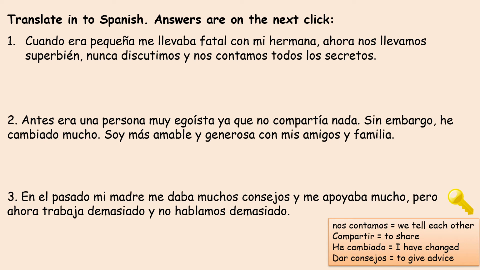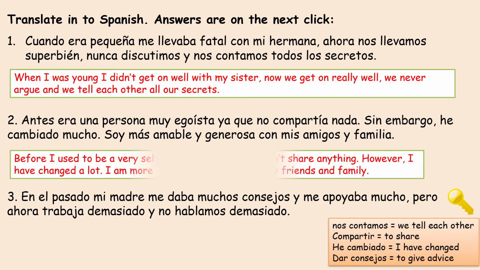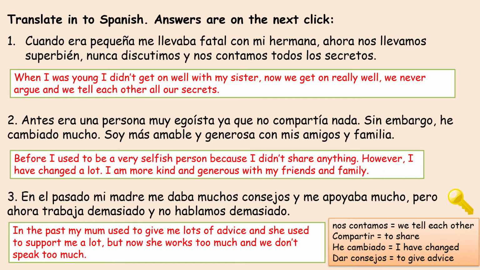Okay, so hopefully you had these as your answers. And I'm just going to explain a couple of bits whilst we go through them. So when I was young, cuando era pequeña, really great phrase to have. If you were a boy, that would just change to pequeño. Me llevaba fatal con mi hermana. Instead of just saying mal, they have really emphasized the fact that they did not get on well with their sister. Now, signaling a present tense coming up. So ahora, we get on really well.